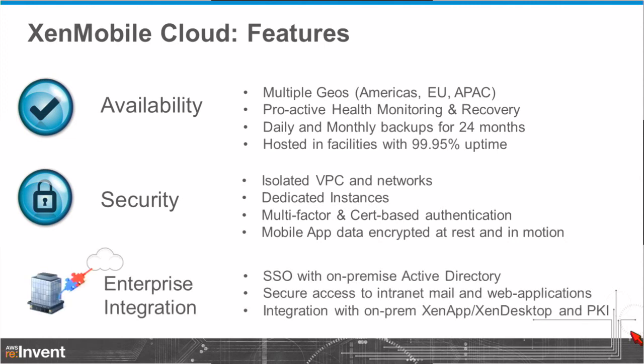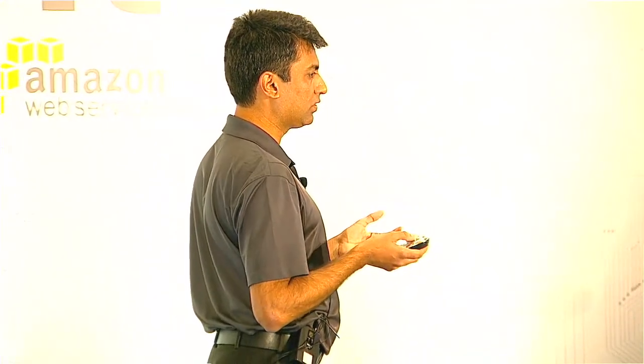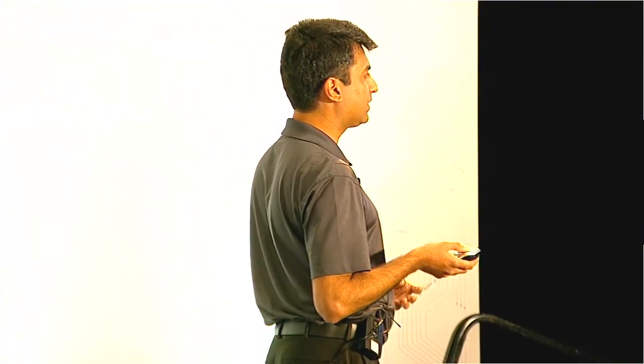And though this is a cloud service, it is very well integrated with your enterprise IT resources, so that you can get single sign-on with Active Directory, as well as securely access your intranet mail applications or web applications. And if you happen to have XenApp or Zen Desktop on premise, then using the self-service portal, you can configure a link back from Zen Mobile Cloud to your on-premise XenApp or Zen Desktop setup. That way, when your users log in to the store, they see all of the applications in the same store.